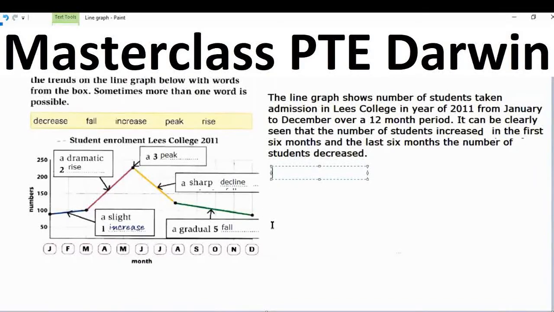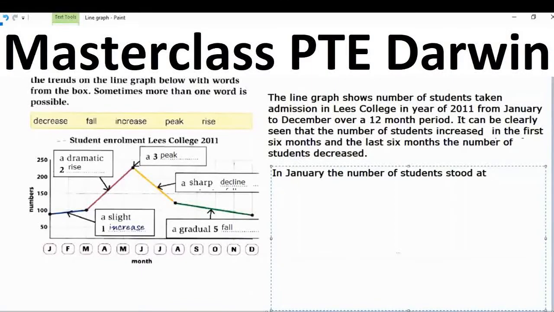Okay, so now our starting point. In January, what is the student number? Yeah, maybe 95. Okay. So we assume the student number is 95. Okay. So in January, the number of students stood at, what is the point? 95. Okay. Which increased. So what kind of increase was there?